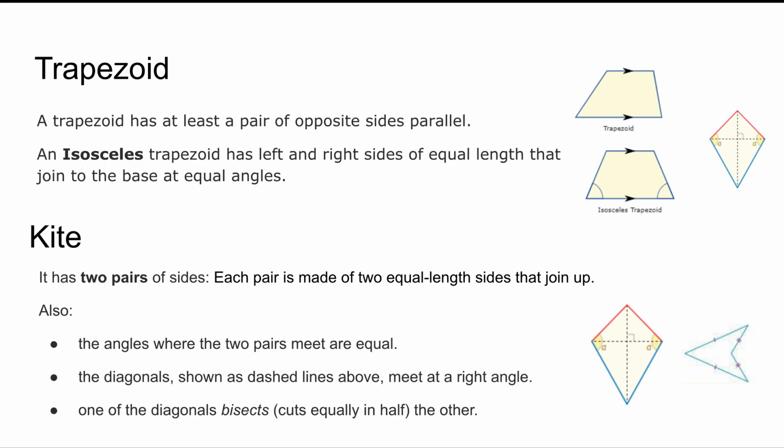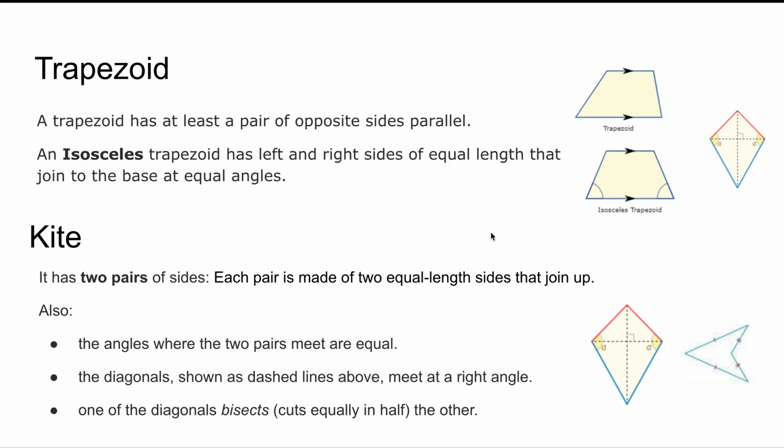Okay. How about this one? Let's talk about this. An isosceles trapezoid has left and right sides of equal length that join the base at equal angle. So isosceles trapezoid, I need to talk about it here. Isosceles trapezoid is when you have these two angles congruent and these two angles are congruent. And these two lengths of the sides are congruent but not necessarily parallel. Okay, then we call that isosceles trapezoid.